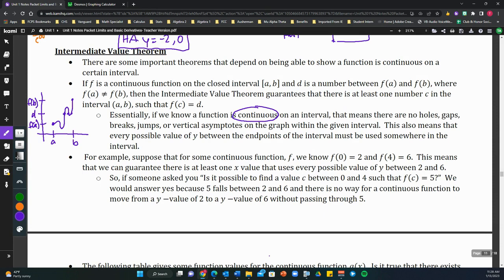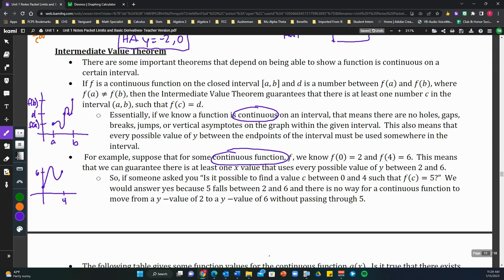So for example, suppose that there's some continuous function f, and we know that f of 0 equals 2. So that would be our left endpoint, and then f of 4 equals 6. So we can guarantee that at least one x value uses every possible y between 2 and 6, as long as, again, we know that it's a continuous function. So again, the easiest way to connect these would just be a straight line, so every y value is used at exactly one x value. But it doesn't guarantee that it looks like that. Again, it could do all kinds of crazy stuff in between. We can go up and down, make all kinds of twists and turns.